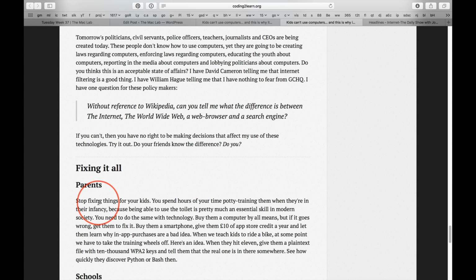Okay, and this guy's fixing it is, how to fix this? Why kids can't use computers? Stop doing it for the kids. Same thing in school. I happen to agree. But back to the policymakers.